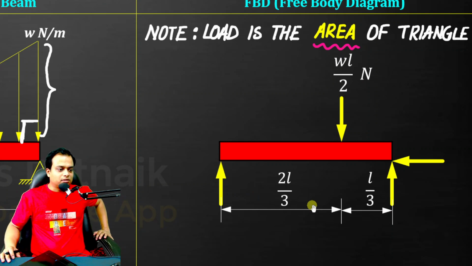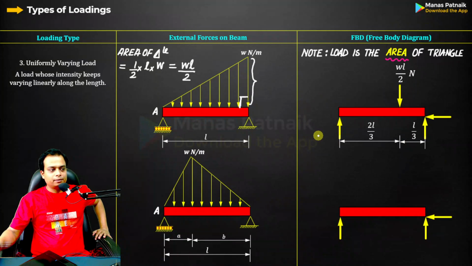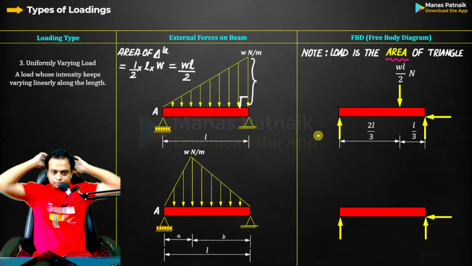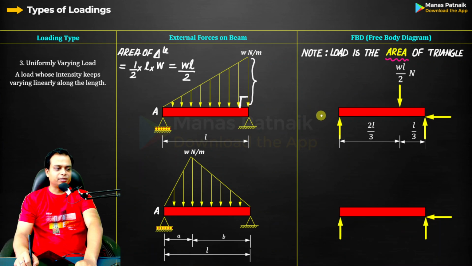I hope you understand this. Now how do we proceed? You've understood this, right? Right angle triangles can be dealt with. Again, half of base into height is what we are going to use. This entire UVL is equal to the area of the triangle itself. This is how you need to place it.